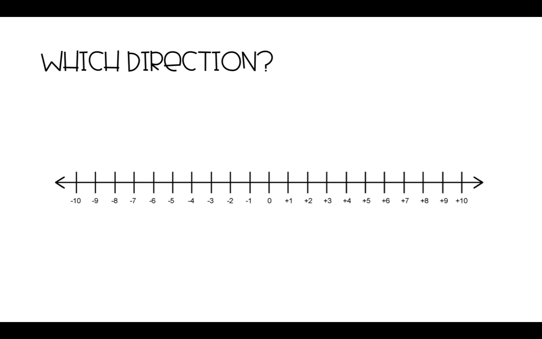Okay, so when we're looking at directional numbers, we look at whether they move in a positive or negative direction. So anything that is positive is anything to the right of 0, and anything that's negative is to the left of 0. So we know that our 0 is our center point, and then we have infinite positive numbers and infinite negative numbers.